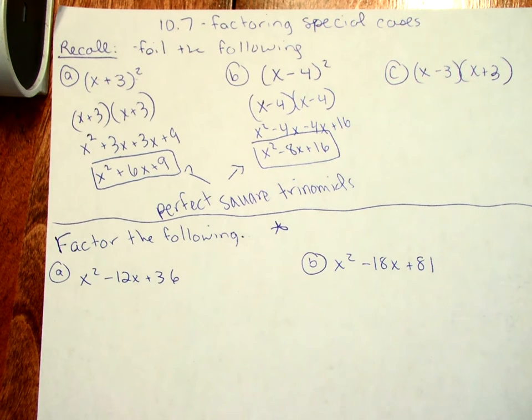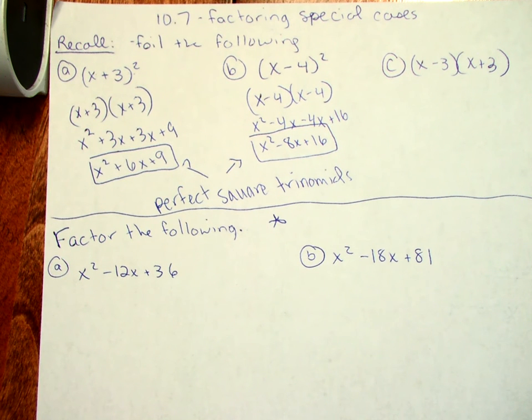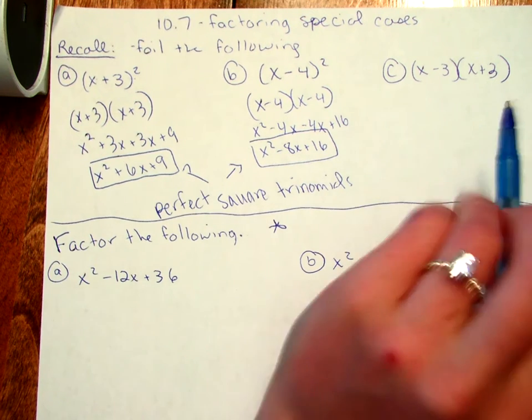So you might want to get the list out of perfect squares. We got 1, 4, 9, 16, 25, 36, 49, 64, 81, and 100 for 1 through 10. You might want to write them somewhere to help you out today.